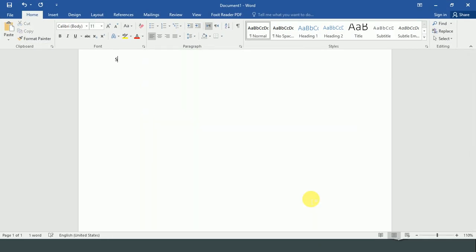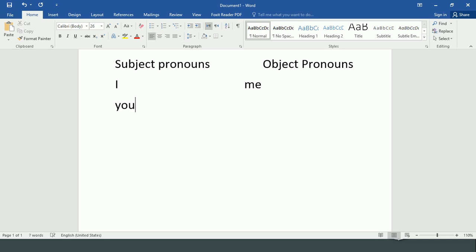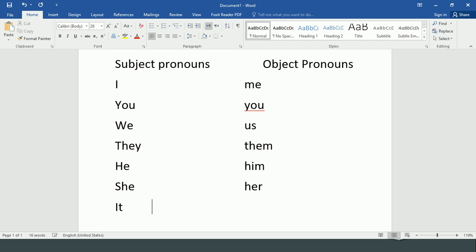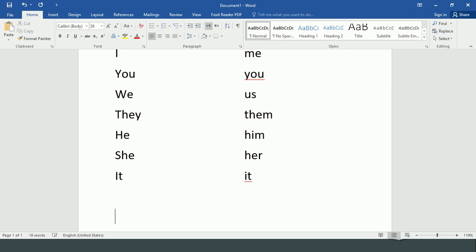Let's first write the subject pronouns, and then the object pronouns. With "I" we have "me." With "you" we have "you" as the object pronoun. With "we" we have "us." With "they" we have "them." With "he" we have "him." With "she" we have "her." With "it" we have "it." So these are object pronouns, which receive the action. I have made the examples clear for you.